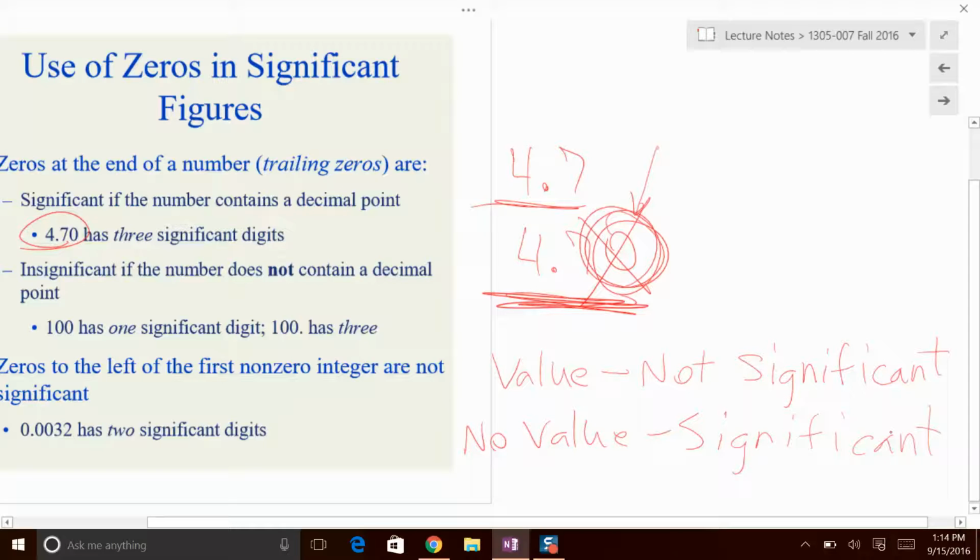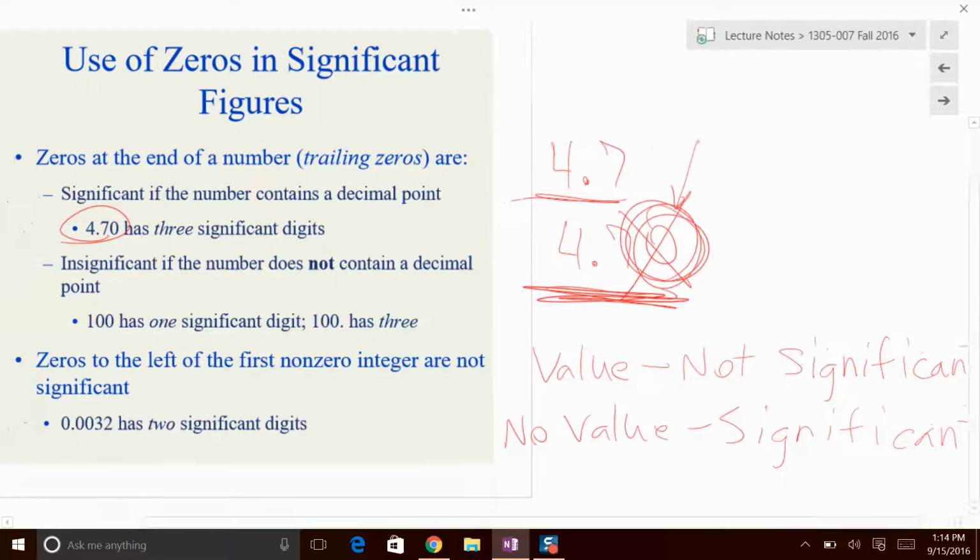So this is how I want you to remember it. If the 0 has value, it is not significant. If the 0 has no value, it is significant. The only reason I wrote that 0 that has no value to it is because it is a significant digit. Or else I wouldn't write it, right? I would just leave it off. It doesn't affect my number at all.